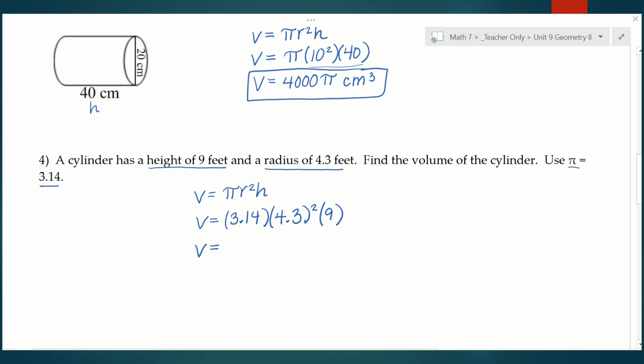Okay, so let's type that in. Remember, we're not rounding at all, so we're going to write out the full decimal that we get. 3.14 times 4.3 times 4.3 times 9. 522.5274 feet cubed. There we go.